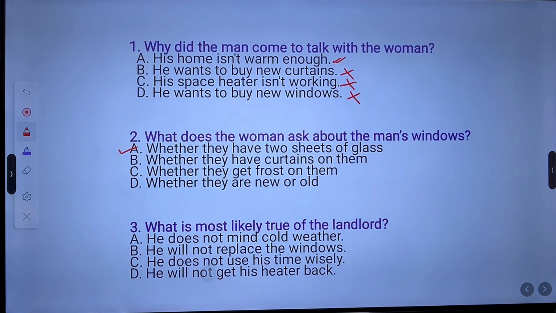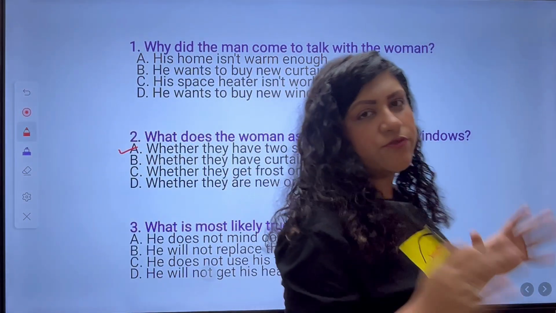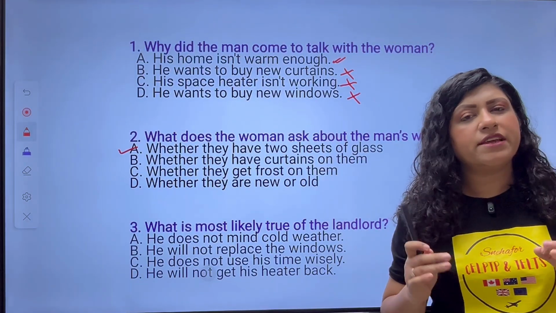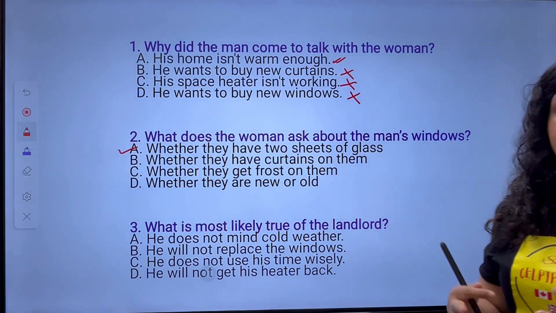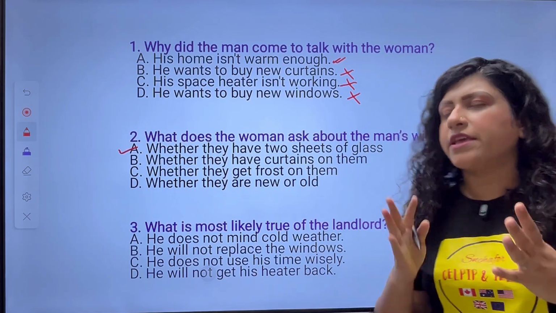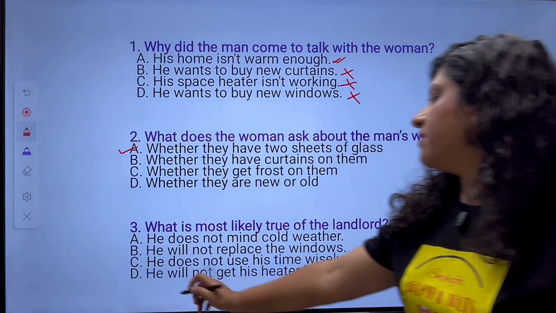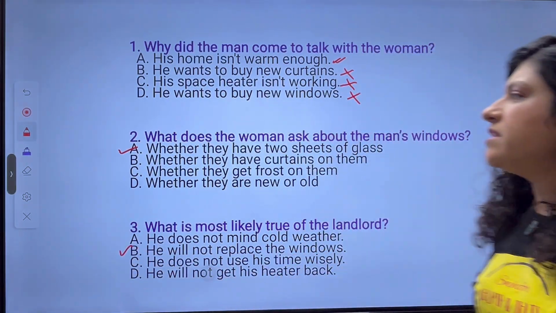Then, what is most likely true of the landlord? In the end, the man very clearly said that it's a waste of time, when the lady asked, did you talk to the landlord about it? Waste of time means that the landlord is not going to do anything about it. That will be futile, right? So he will not replace the windows. B will be the answer.